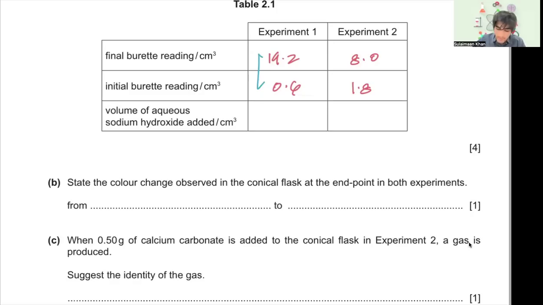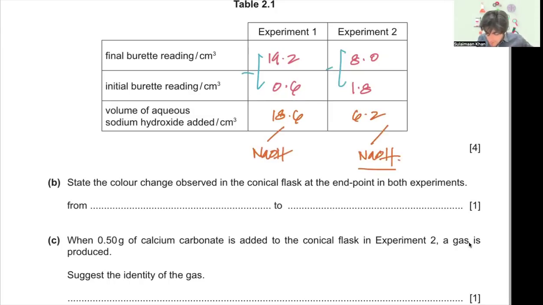Okay. So the volume of neutralization in experiment 1 and 2, what do you get? Subtract. It's 18.6 here and 8.0 minus 1.8 is 6.2. See, that's what I told you. Your brain should click here. More NaOH was required here and a smaller volume of neutralization is required here. What's the reasoning for it? The reasoning is pretty simple. The calcium carbonate actually used up the acid, so less acid was left to be neutralized by sodium hydroxide. So a smaller volume of sodium hydroxide was needed.